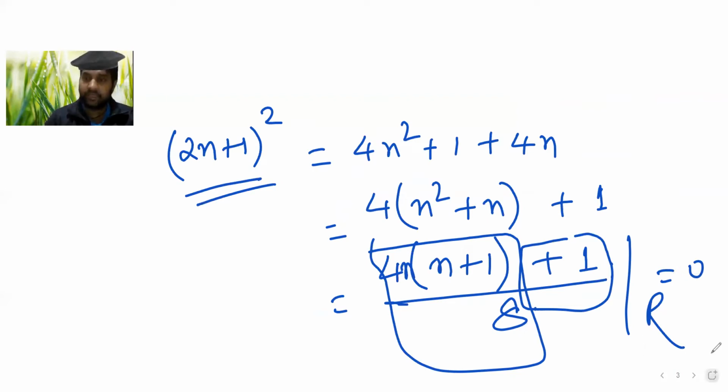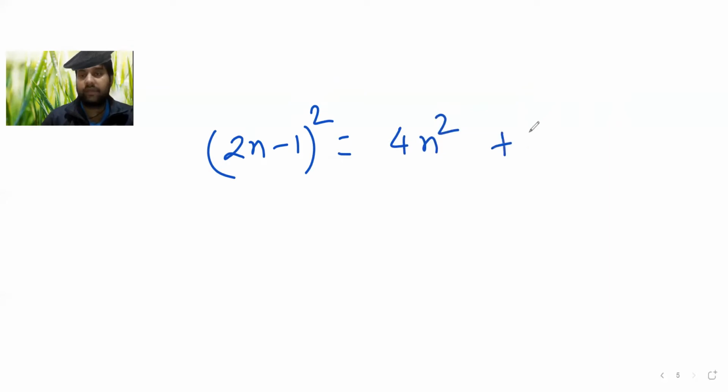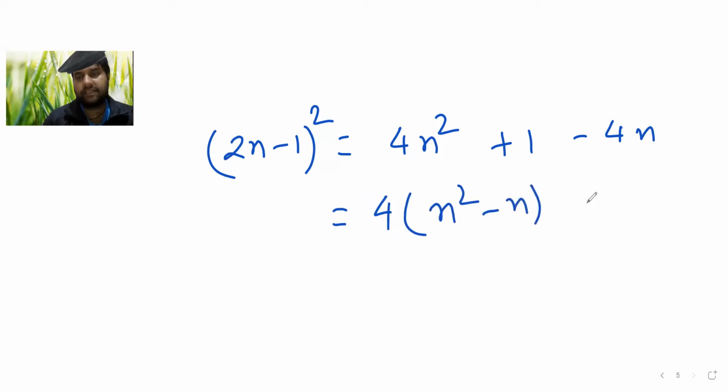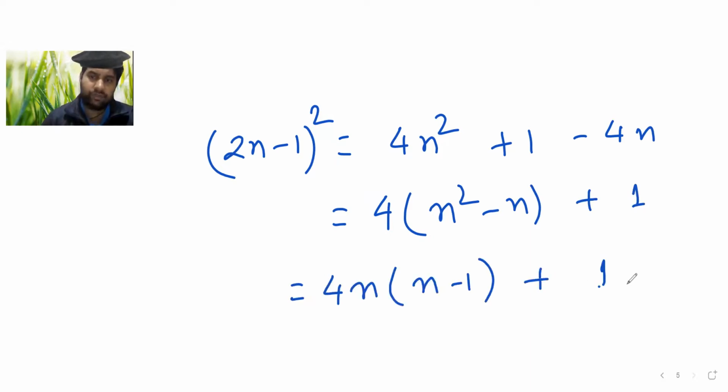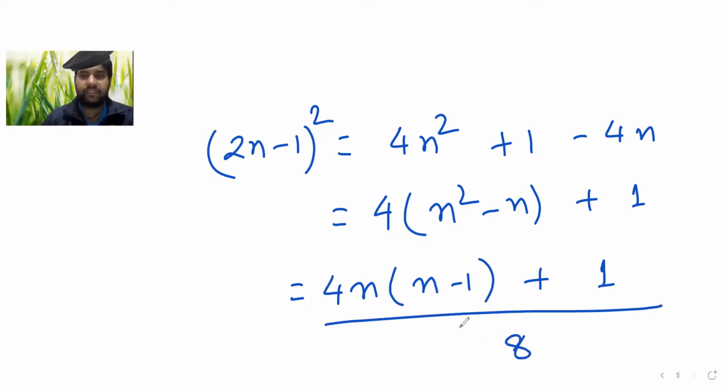Okay. Now you might argue, what if the odd number is written in the shape of 2n minus 1? Let's also square it and see. 4n square plus 1 and minus 4n. So that is the number that we get. Then we get 4n square minus 4n plus 1. And then we further get 4n into n minus 1 plus 1. So eventually, once again, we go to the same place.